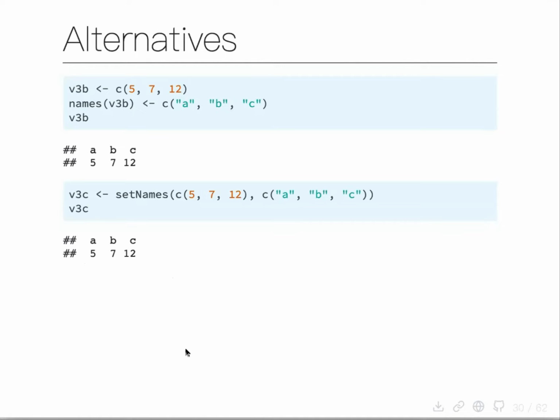Alternatively, we can also do it like this. Here are two other alternatives. For V3B, I'm creating a new integer vector here, 5, 7, and 12. And then names of V3B is equal to this character vector, A, B, C. We end up with the same thing. And then finally, setNames: here's the vector, and set the names as this. All three of those are equivalent.